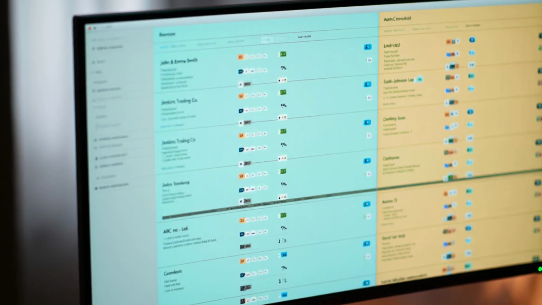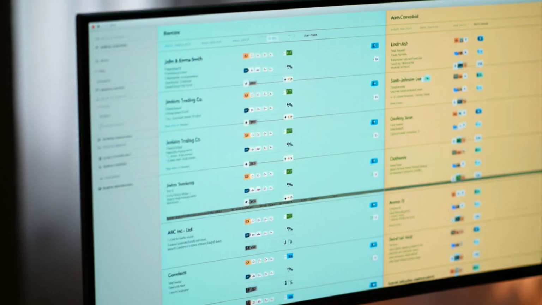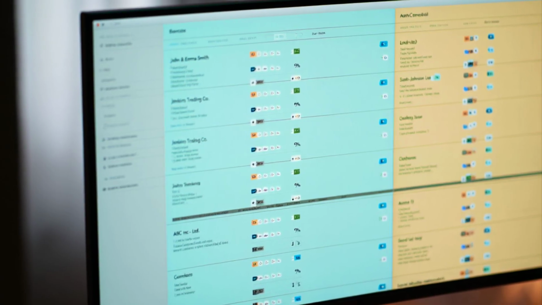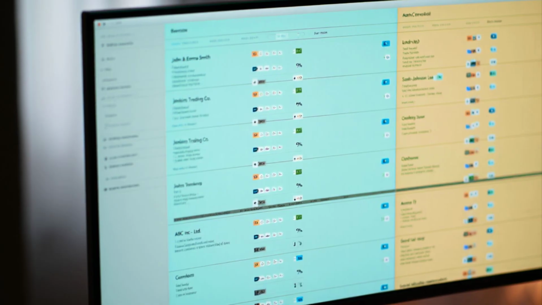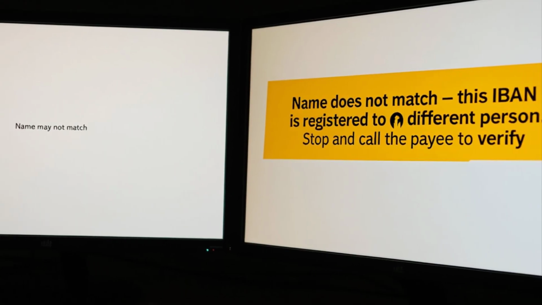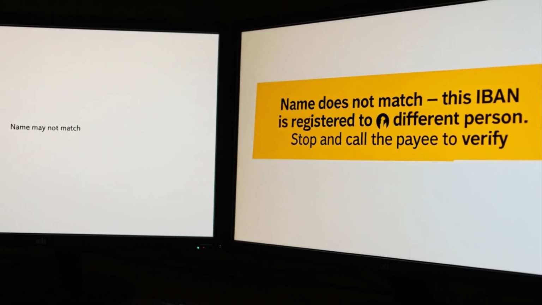Multilingual name variations, names with diacritics, accents, and special characters that may be stored differently in different banking systems. Each of these needs a policy decision and a documented exception process. Warning quality is where most VOP implementations will fail or succeed.